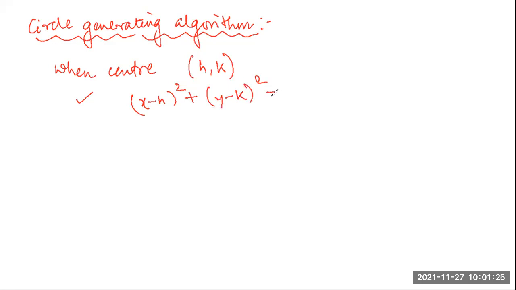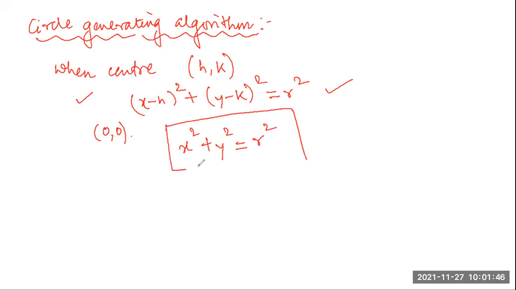Anyways, what you said is right. Fine. So this is the equation of the circle. If I consider that the center of the circle is at 0, 0, then it will be x square plus y square is equal to r square. So this is the basic equation of a circle.